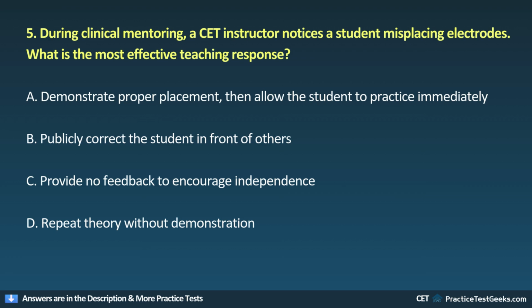5. During clinical mentoring, a CET instructor notices a student misplacing electrodes. What is the most effective teaching response? A. Demonstrate proper placement, then allow the student to practice immediately. B. Publicly correct the student in front of others. C. Provide no feedback to encourage independence. D. Repeat theory without demonstration.